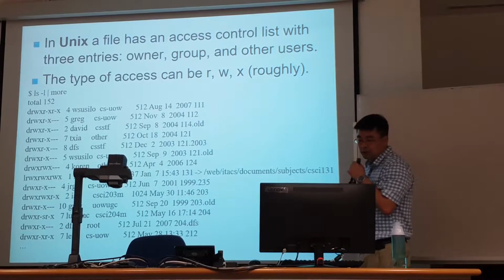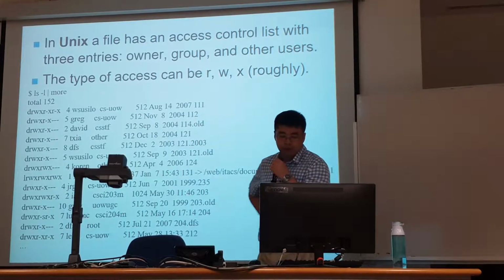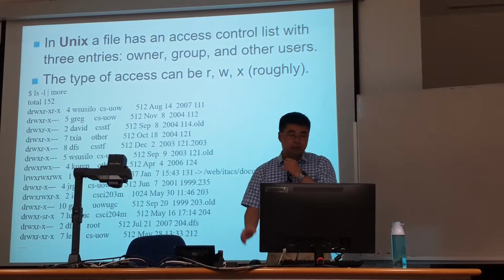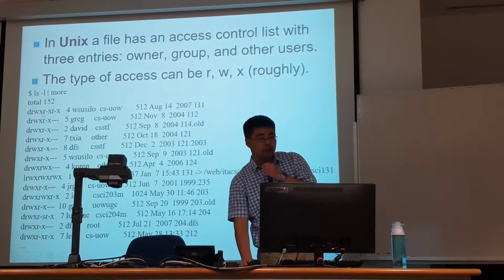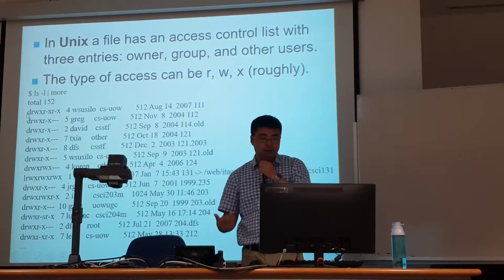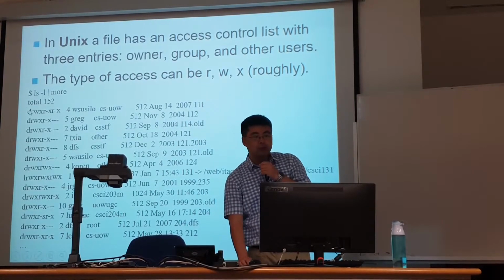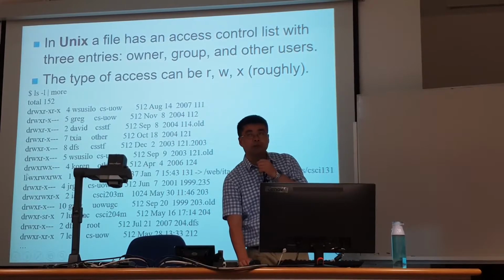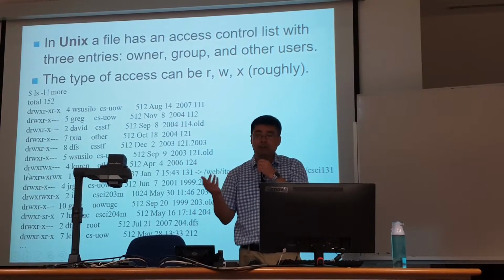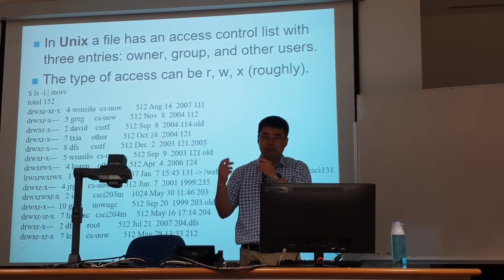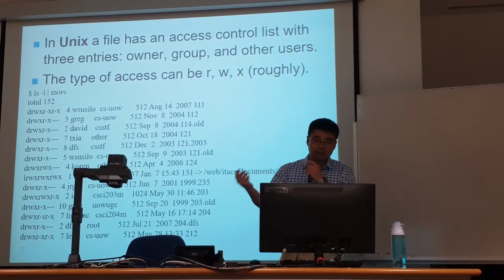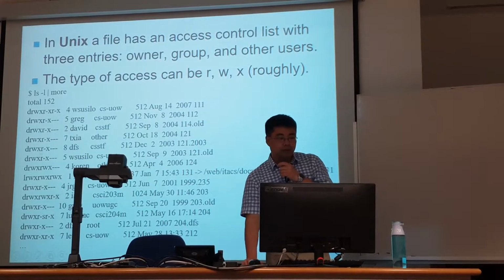If you go to Unix, you list all the objects, all the files. In Unix, we have directories, folders. If you have a D here, that means it's a directory. If you have a dash here, that means it's a file. If you have an L here, it means it's a logical link, just like a shortcut in Windows. So it's a link to another object. It's not a physical object, but it's a link.